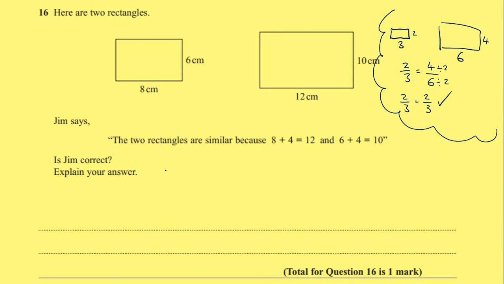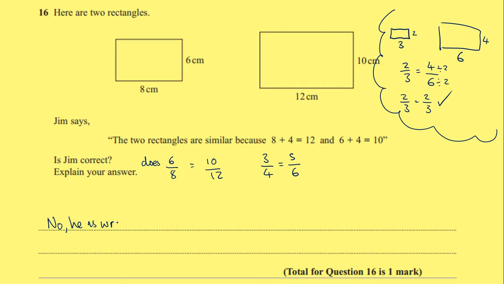Now let's see if Jim's right. Does 6 over 8 equal 10 over 12? Well, let's see. 6 over 8 is 3/4 by dividing each of the numbers by 2. 10 over 12 is 5/6 by dividing each of the numbers by 2. Now neither of these are going to simplify any further. Does 3/4 equal 5/6? No, it doesn't.